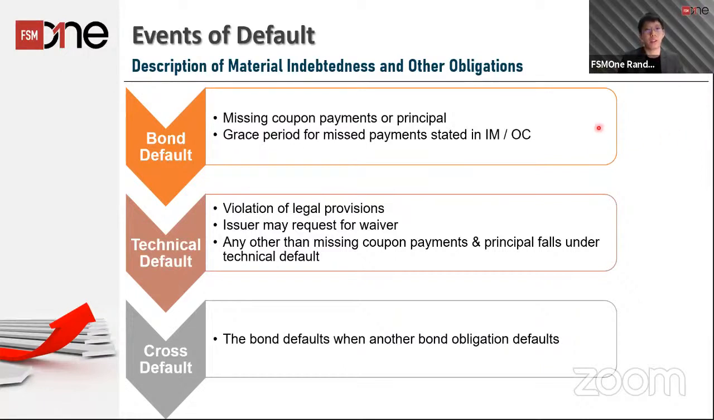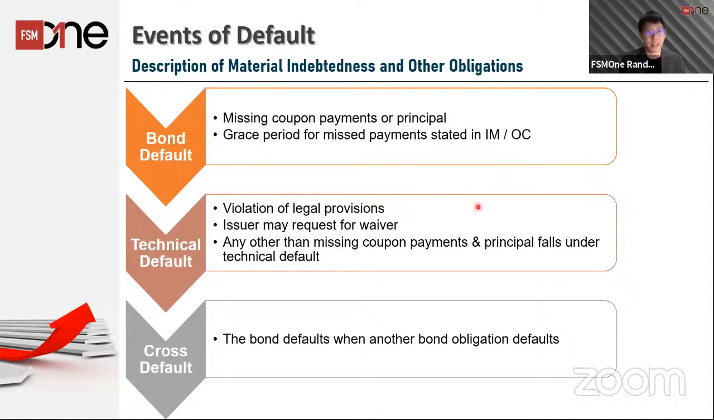Okay, so this is what we call the bond actual default. You also have to take note whether the bond that you're holding has any grace period granted. All of this is actually stated in the bond prospectus as well. And the second type of default is called technical default.